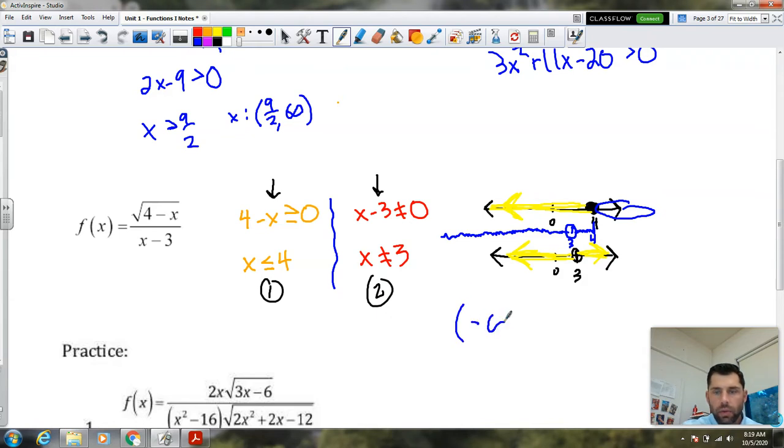So my final answer, where can Mario walk? He starts at negative infinity. He can go all the way up to 3. He has to take a little break there. He picks up just on the other side of 3, but then he has to stop. End of story at 4. He can't go past 4 because that makes the numerator imaginary, and we can't let that happen. So there's my final answer.